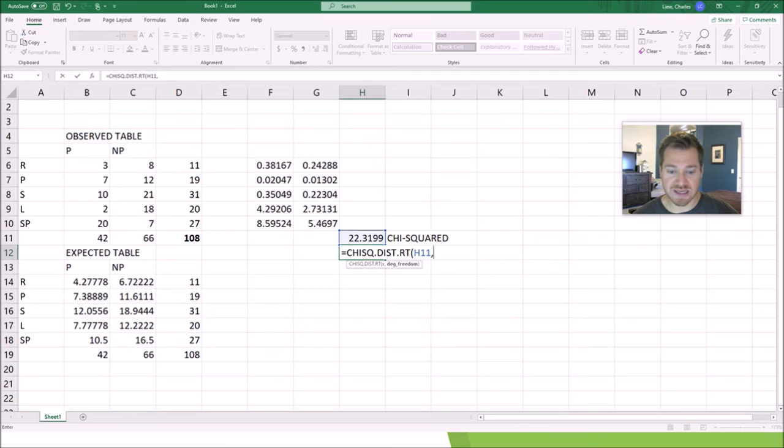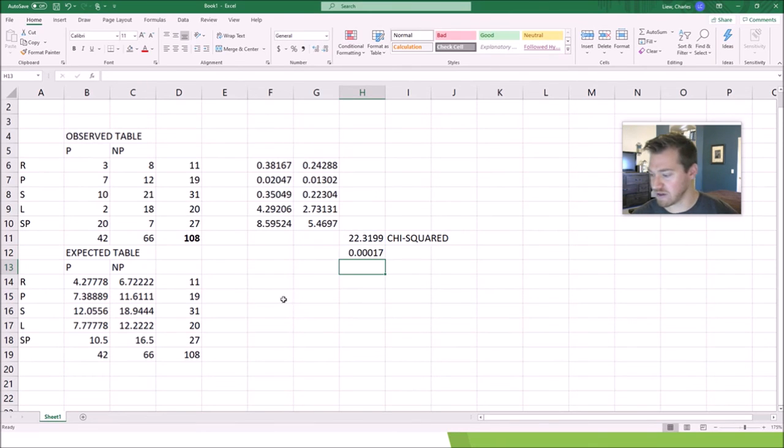K is, again, the categories the variables can take. So we have 2 categories that our person can take, and we have 5 categories our play can take. So we have 2 minus 1, which is 1, and 5 minus 1, which is 4. 4 times 1 is 4. So we have 4 df in this. So there's our p-value. So this is a statistically significant result.